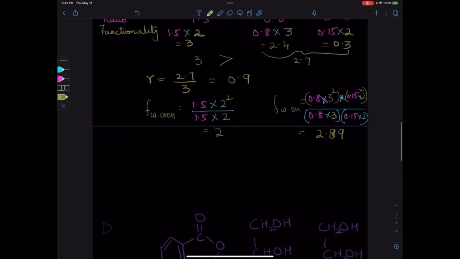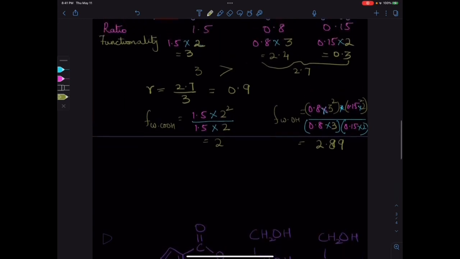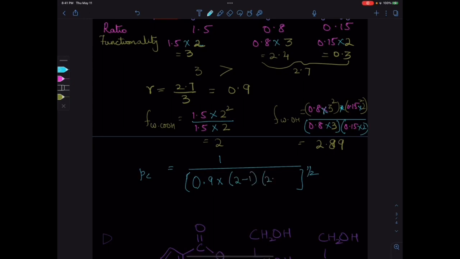To find PC, PC equals 1 over square root of R, which is 0.9, times 2 minus 1 for the carboxylic group and 2.89 minus 1 for the hydroxy group. And PC comes to 0.7667.